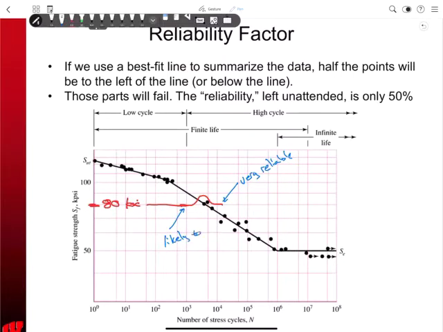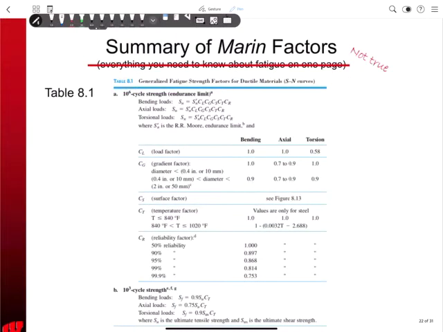Now of course, we plot this line based on the median, the 50th percentile, but if we really want to make sure this thing doesn't break, brake components, rail car axles, whatever, I've got to account for that in my endurance strength. Okay, so summary of Marin factors.